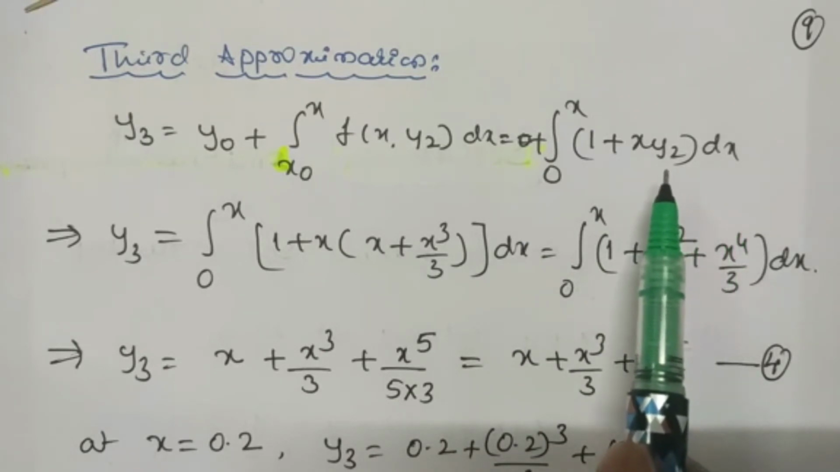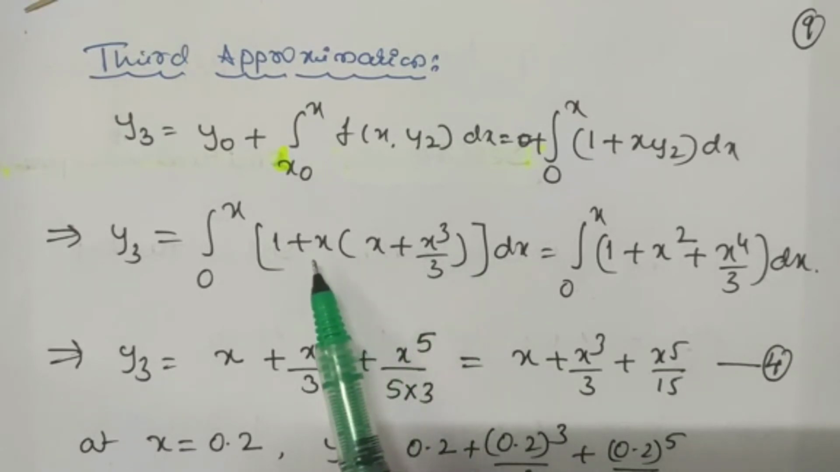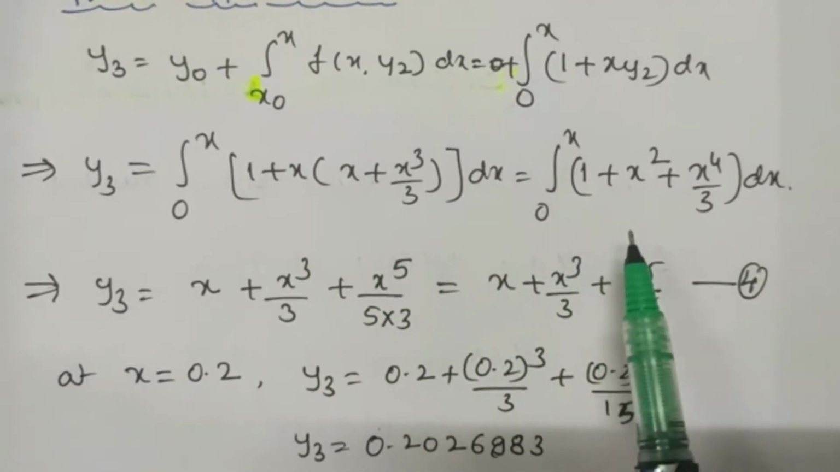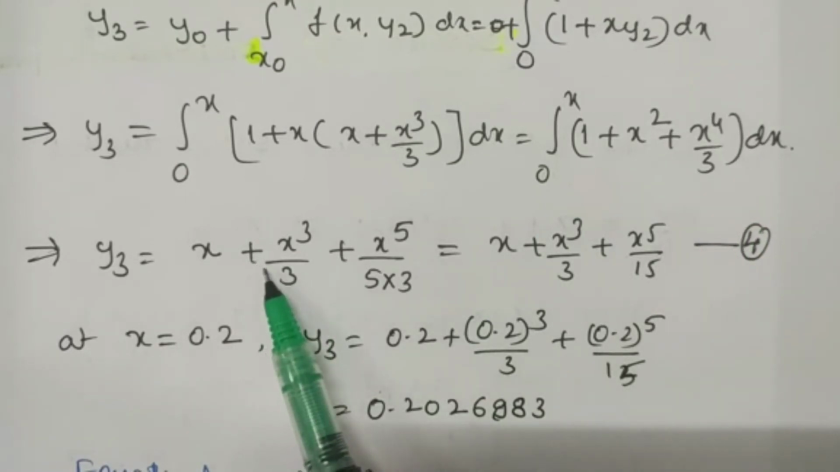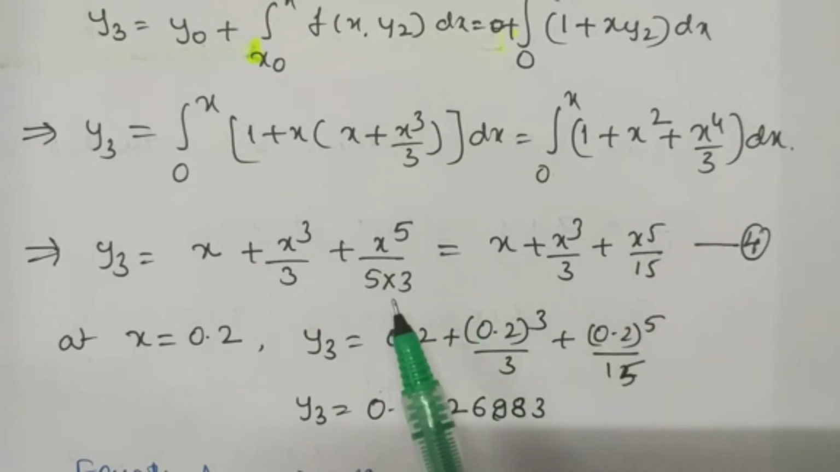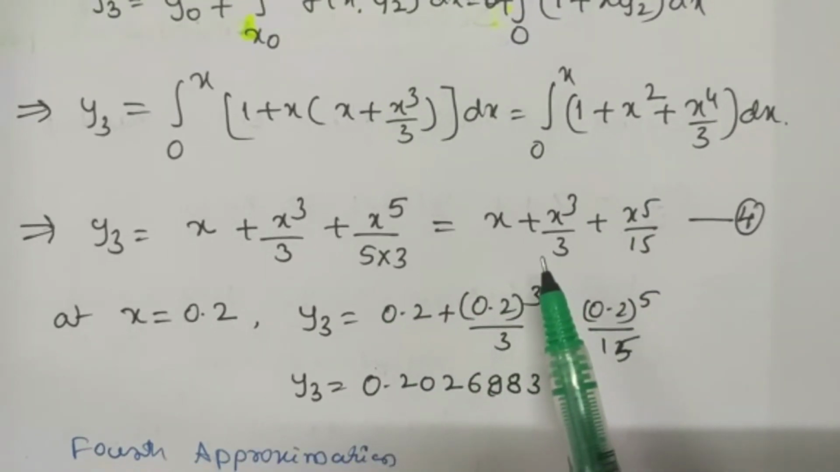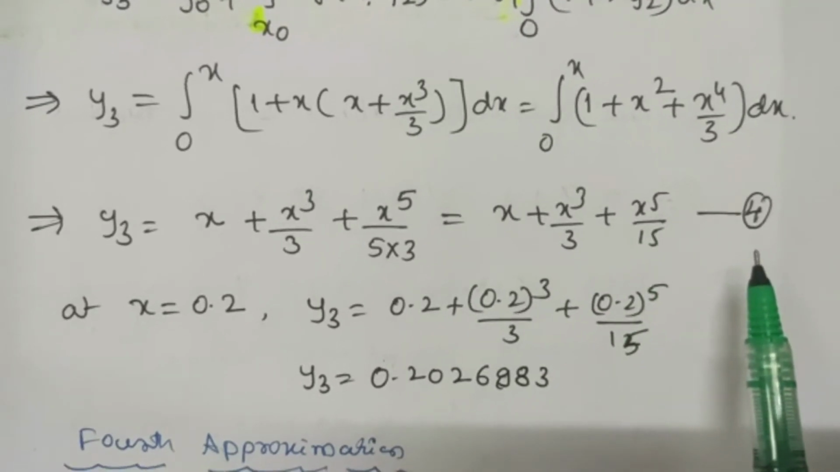Now substitute the value of y2 from equation number 3. That is x plus x cube by 3, and simplify this one, you will get 1 plus x square plus x raised to 4 by 3 dx. Integrate this one: integration of 1 is x, integration of x square is x cube by 3, plus x raised to 5 by 15, and it is equal to x plus x cube by 3 plus x to the power of 5 by 15. Take this as equation number 4.